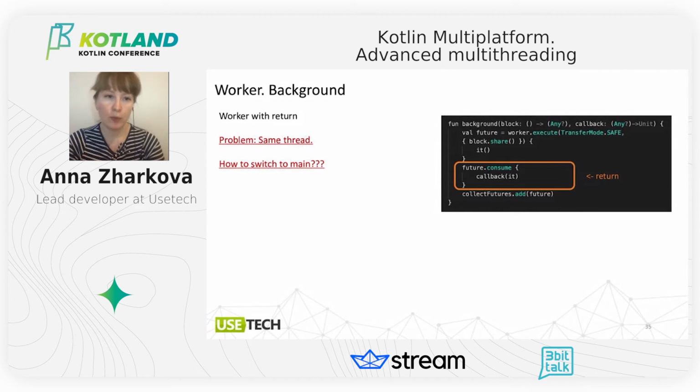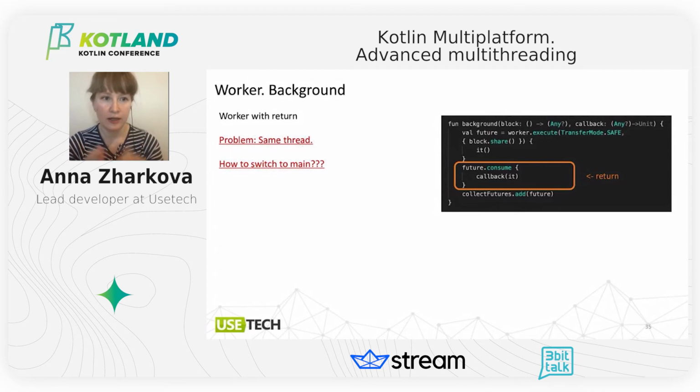We can also implement a background worker that supports returning some result to a callback. We will add another parameter as a callback block to our function, and then in the consume block, in the consume command of our worker, we need to send the result of the worker execution to a listener or some other part of the code.